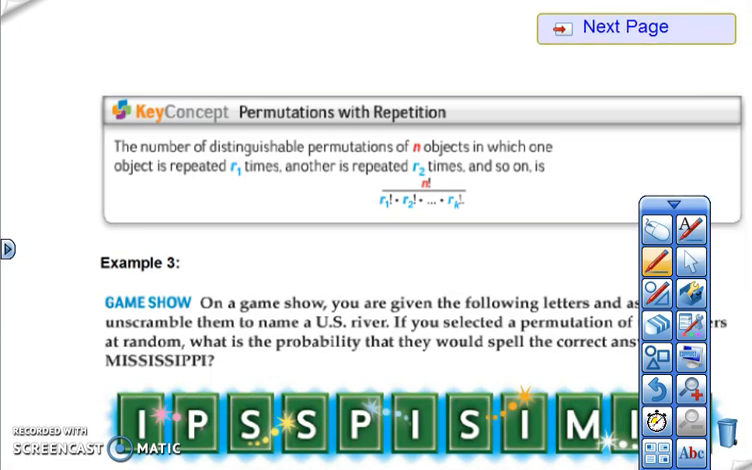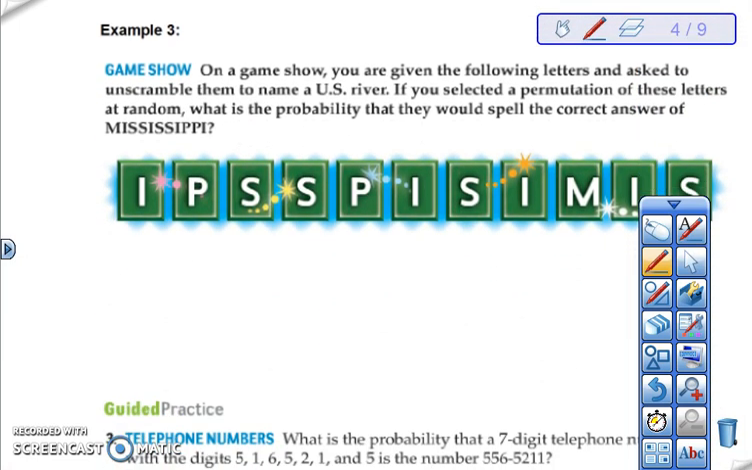All right, so for example 3, we're going to look at what happens with what are called distinguishable permutations, meaning that even though I have a certain number of things, if, say, the letters in the word are identical, you can't really tell which S was which when you rearrange the letters. So if we are given a series of letters, we want to know the probability that we randomly arrange them and get the word Mississippi.